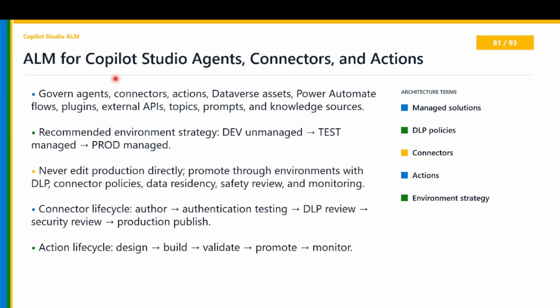Then Copilot Studio ALM. So we are in the stage of ALM now. So all these slides will be discussing ALM. We've looked at that for data. Let's look at Copilot Studio ALM. So ALM for Copilot Studio agents, connectors, and actions. And these are the architecture terms that you should understand here: managed solutions, DLP policies, connectors, actions, and environment strategy. And believe me sincerely, environment strategy is everywhere in the questions. DLP policies everywhere in the exam questions. Connectors and actions are everywhere, so make sure you understand them in depth.